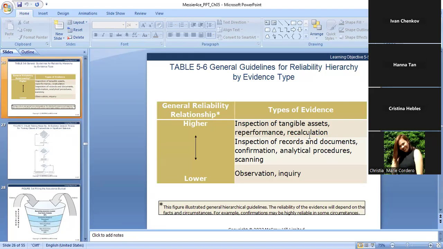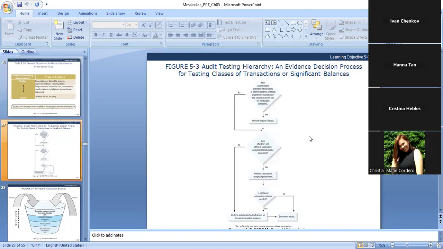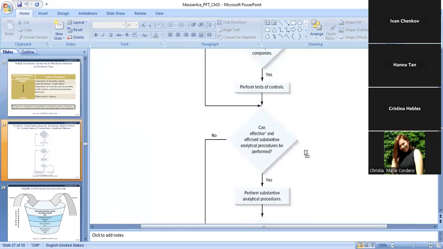Now, what's the general relationship of the evidence? Which one is the higher level? Which one is the lower level? Higher level is the inspection of tangible assets, reperformance, recalculation. Lower level is observation, inquiry, probably scanning. Then in the middle is the inspection of recorded documents, confirmation, analytical procedures, scanning. Actually, scanning is in the middle, but I can easily put the scanning on the lower level. So, the hierarchy of the evidence.